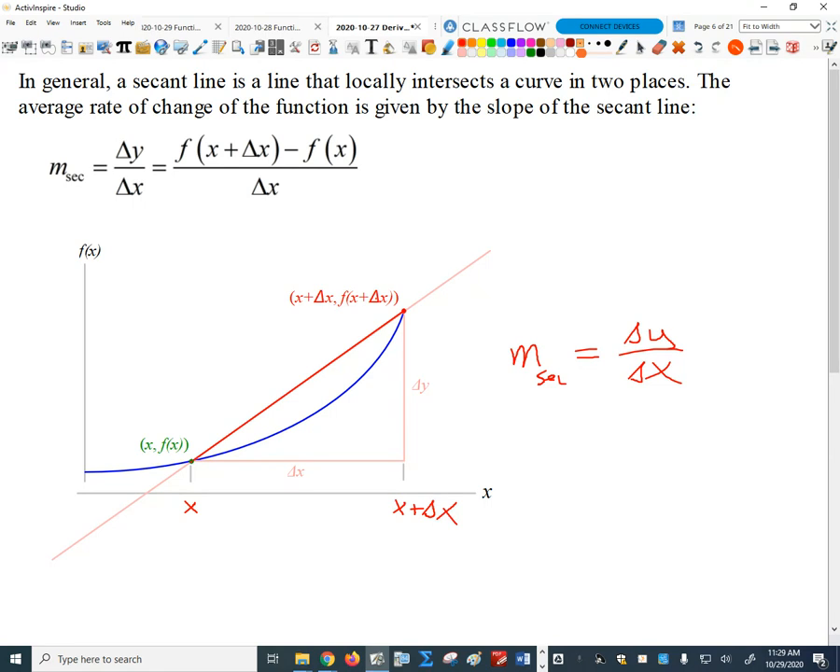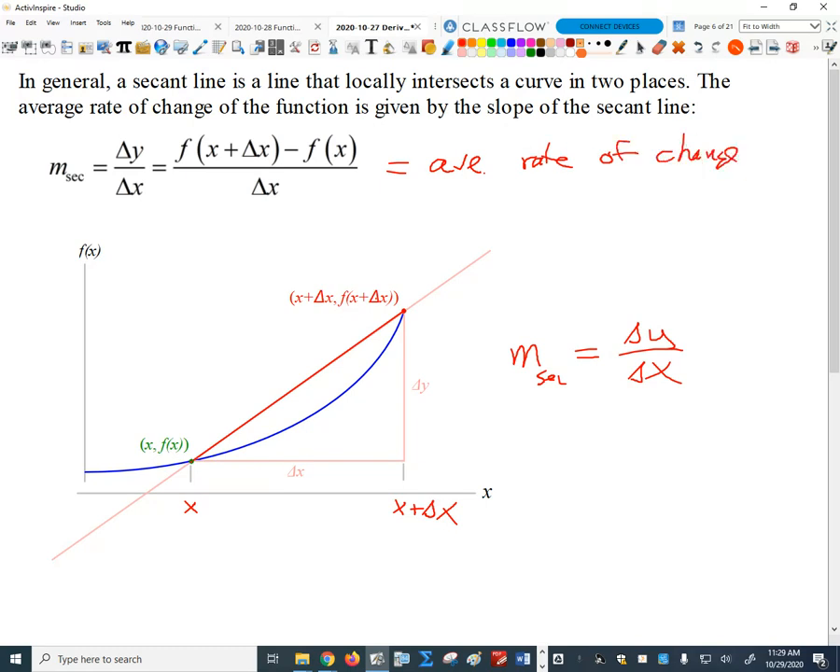I'm going to throw some at you here. See if this makes sense. The slope of that secant line is telling us what the average rate of change of the function is on that interval. It's telling us how much did the function change compared to how much did the x change. So the slope of a secant line we always associate with what we call an average rate of change.